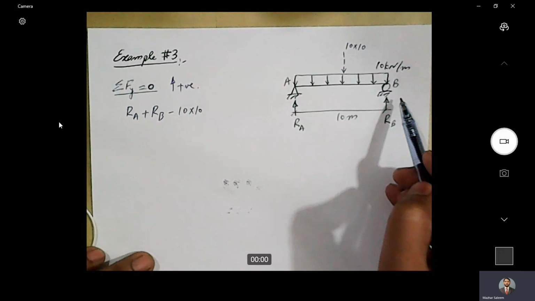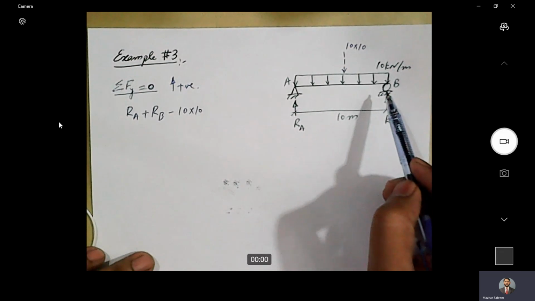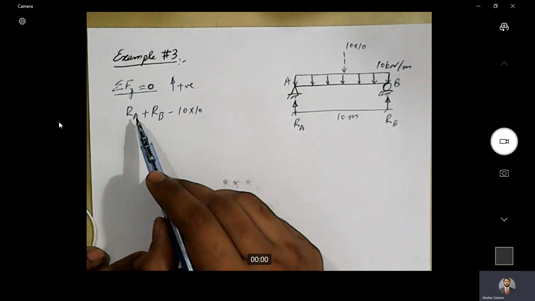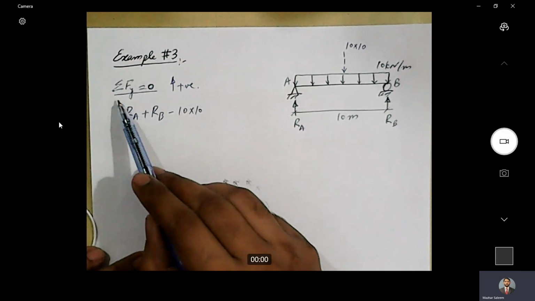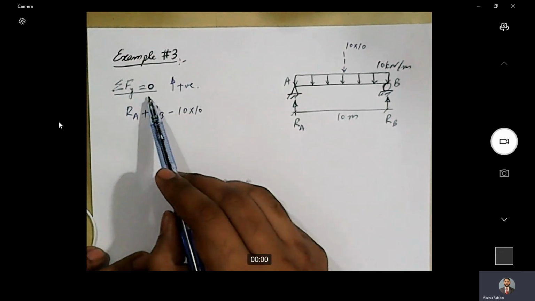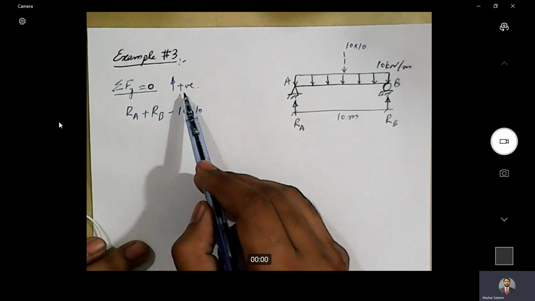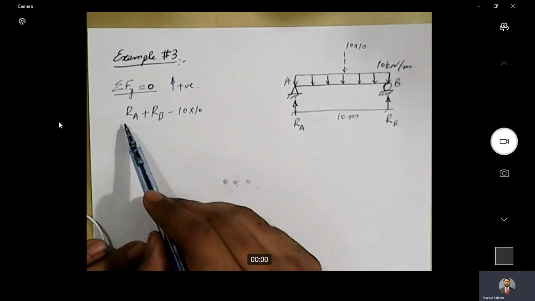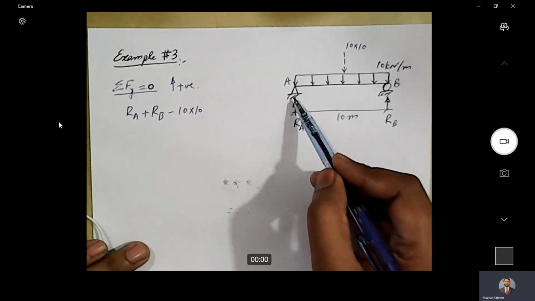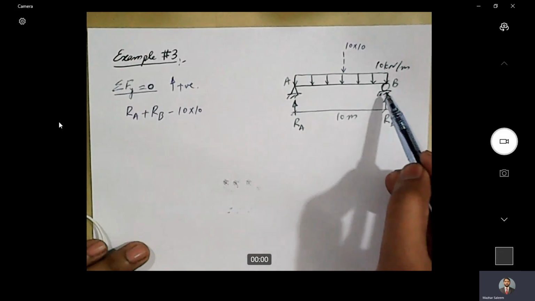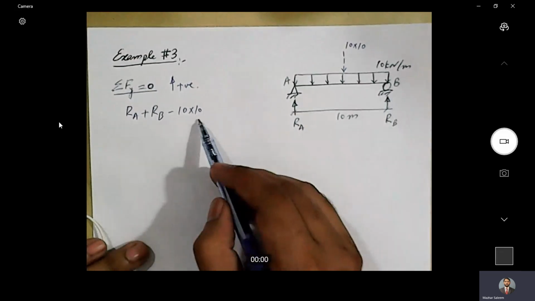First step of solving this beam is to calculate the reactions. So for that we will apply conditions of equilibrium. Let's apply the first one, which is sigma Fy equal to 0. Our convention is that upward forces will be taken as positive. So Ra is acting in upward direction. Similarly, Rb is acting in upward direction.